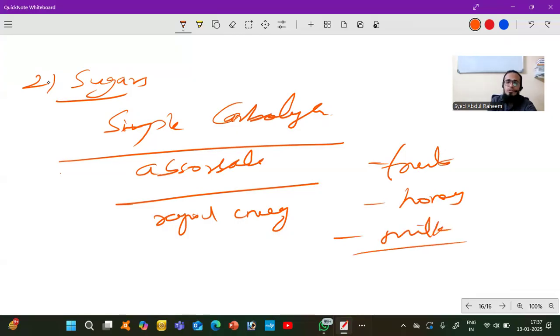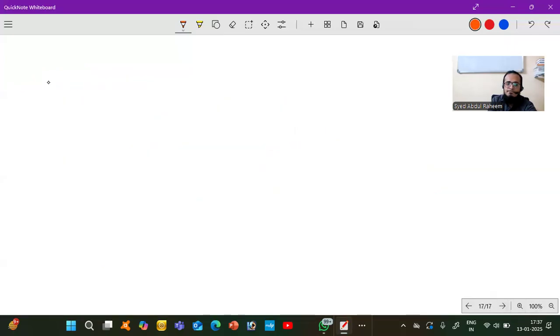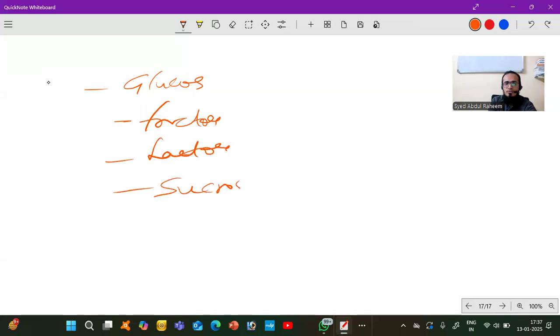Sugars are found in fruits, in honey, in milk, and also added sugars like chocolates, biscuits, etc. There are several types that we know: glucose, which you already studied, fructose, lactose, and sucrose. Glucose, fructose, lactose, sucrose, they are the types of sugars.